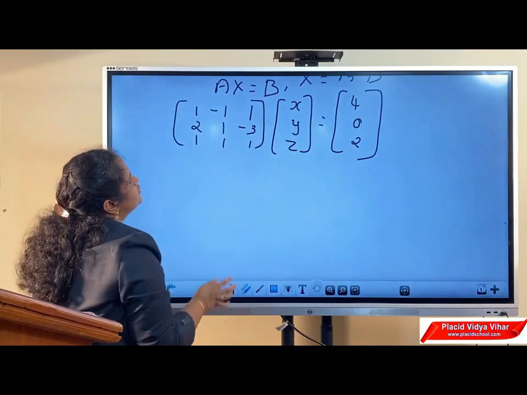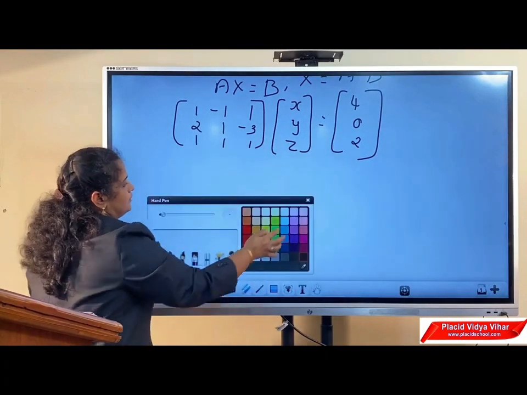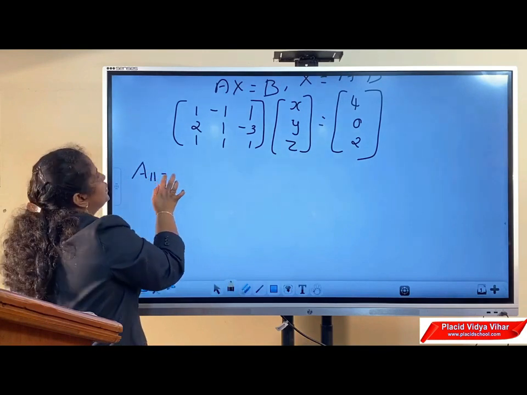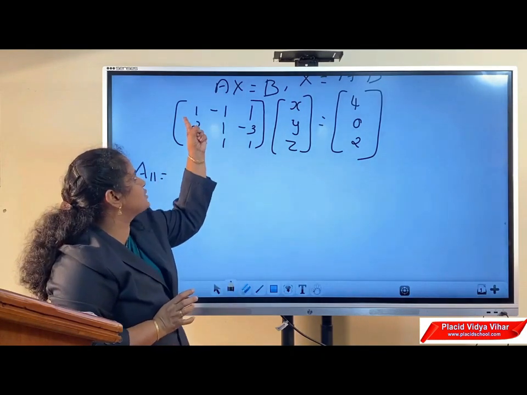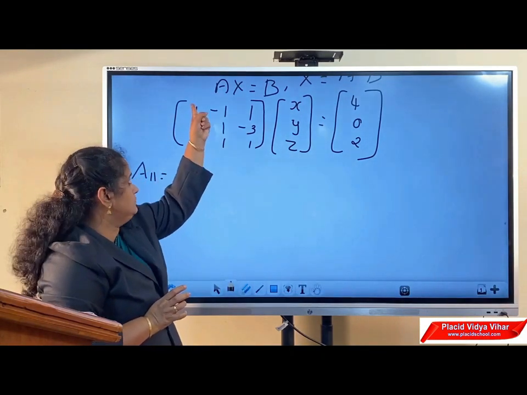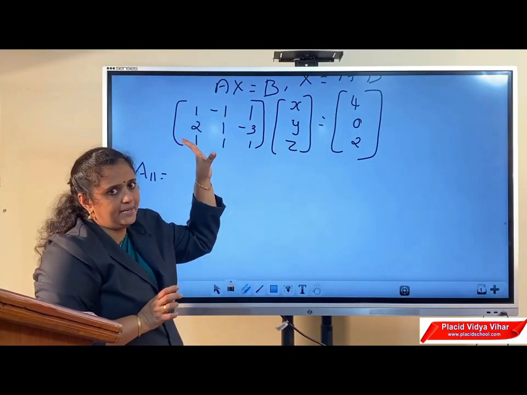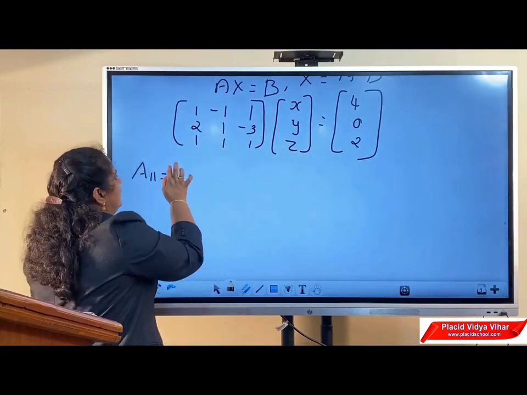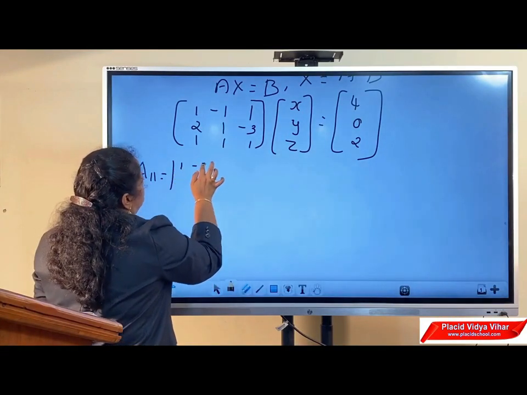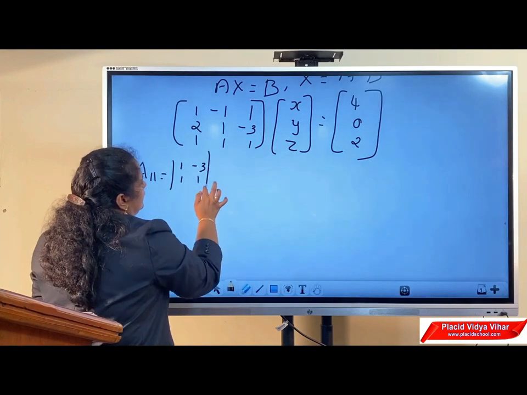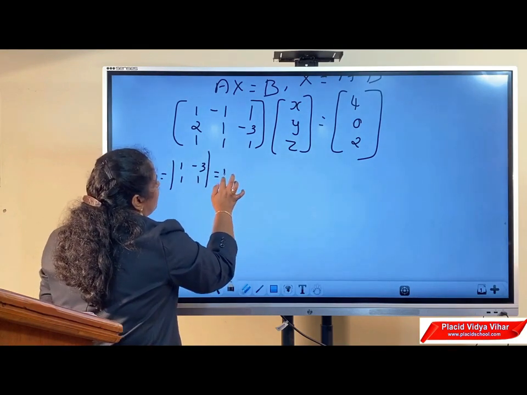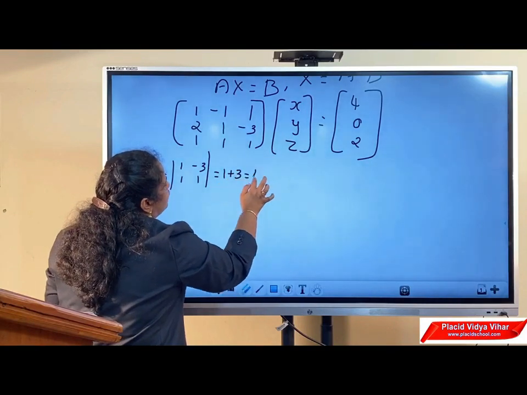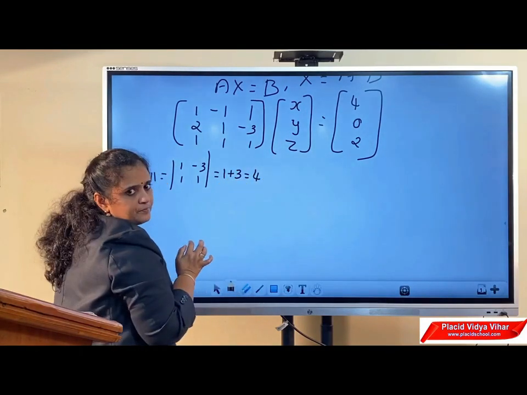Then we can find the adjoint of A. A11: delete the first row and first column, the corresponding row and column. The remaining elements you should write in determinant form: 1, minus 3, 1, 1. Cross multiply: 1 plus 3. The answer is 4. That element is positive.